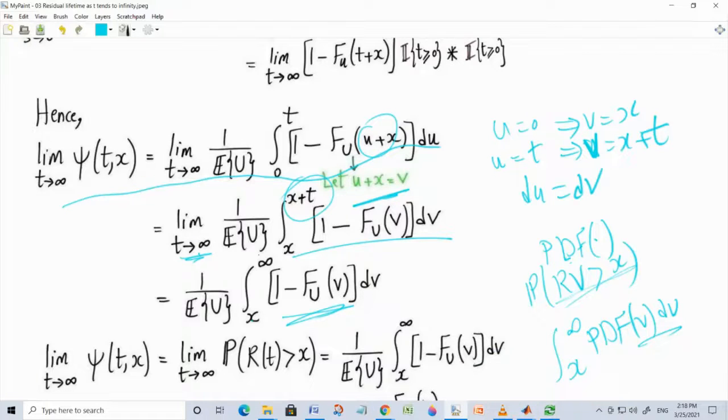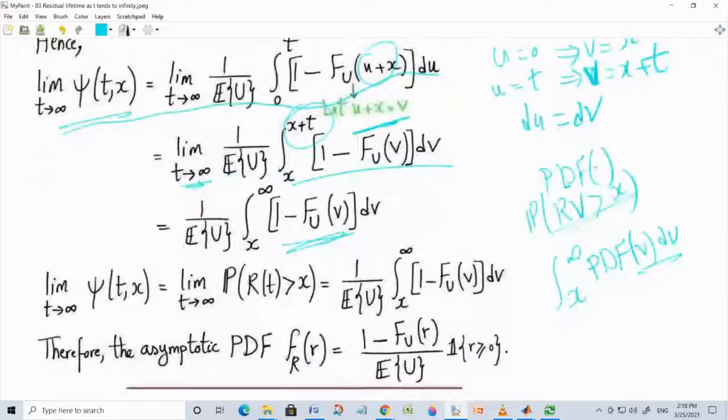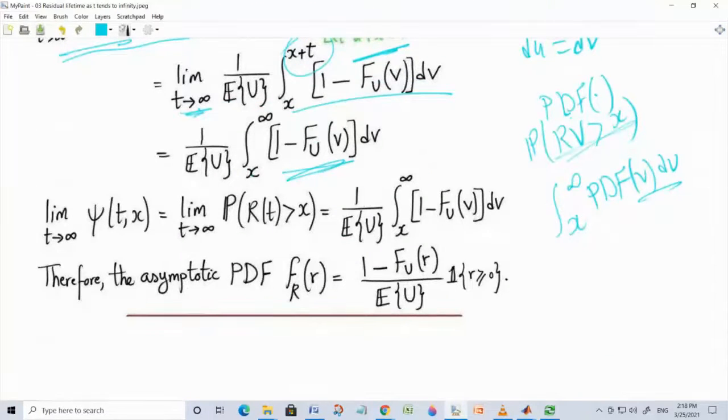So basically, we studied here the asymptotic of the complementary CDF. We ended up with the integral of something from x to infinity. So this thing must be the asymptotic PDF. Okay, so the asymptotic PDF is whatever you find inside this integral, and it is given by this expression. So it's 1 minus the CDF over the expectation of u. And you can check that actually this thing is indeed a valid PDF. There is no t now.